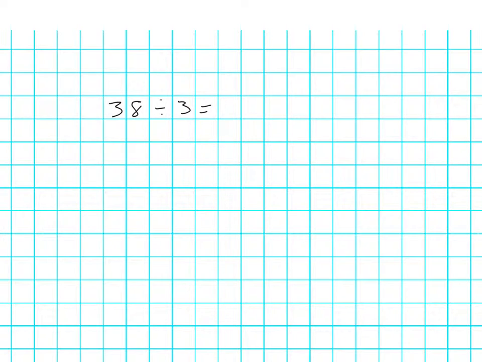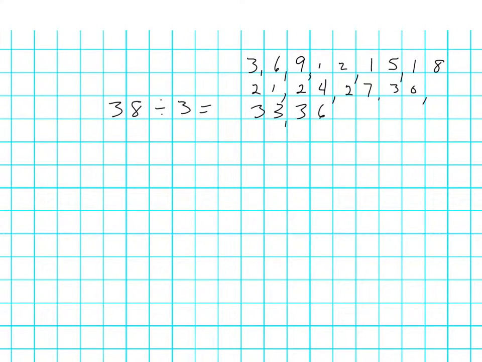So you should already know that you begin by looking at the question very carefully. You see that you've got 38 divided by 3. Because it's divided by 3, we need to write the 3 times table along here or down the side. It doesn't really matter, but you need to refer to it. I've gone a little bit too far, but that's not a big deal.